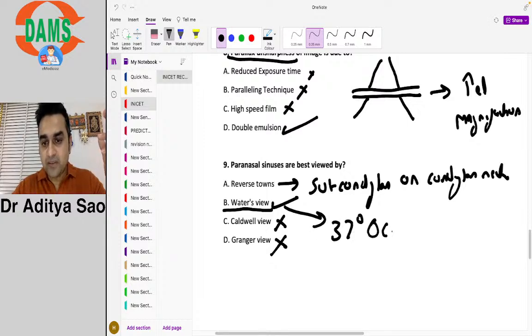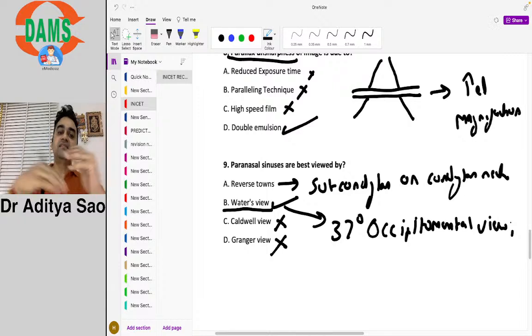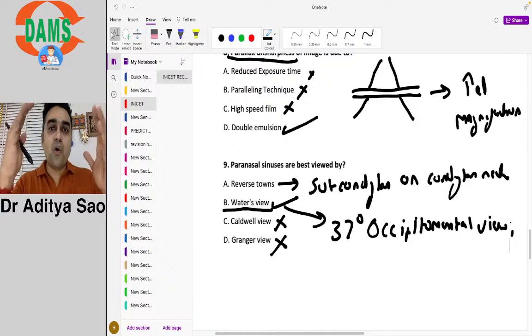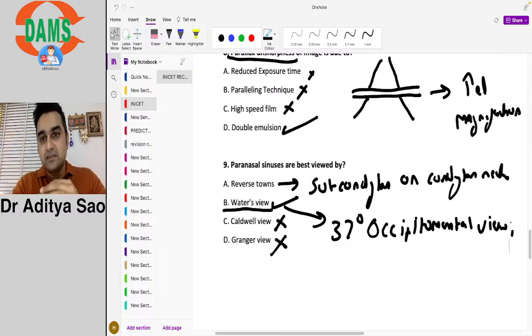It is also known as the 37-degree occipitomental view. This is the view of choice for paranasal sinuses. You can see all the paranasal sinuses except your sphenoid sinus. Your sphenoid sinus cannot be seen in the Waters view. You can see your anterior ethmoidal sinuses, you can see your frontal sinuses, and it is the X-ray of choice for your maxillary sinus.